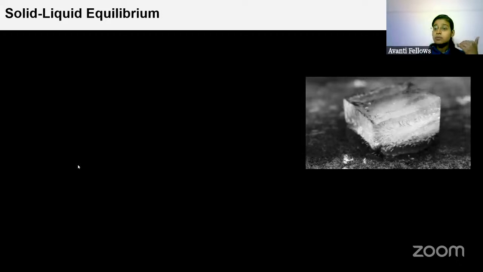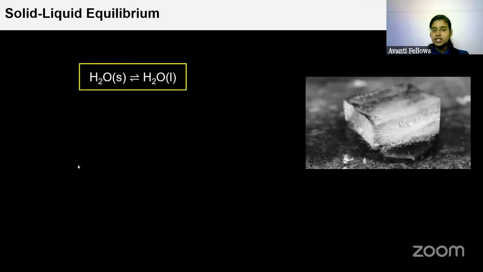The ice cube is melting. So the H2O in solid form is getting converted to liquid form. And again, what is happening? The liquid is going back to the solid form. Now, this is called a solid-liquid equilibrium.